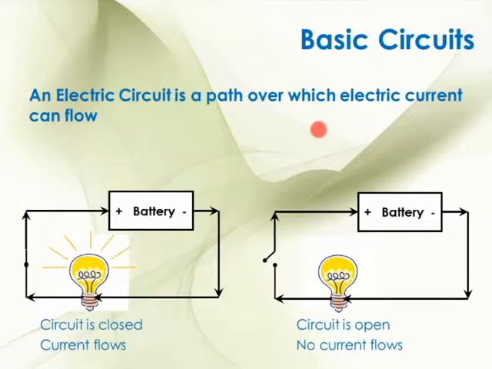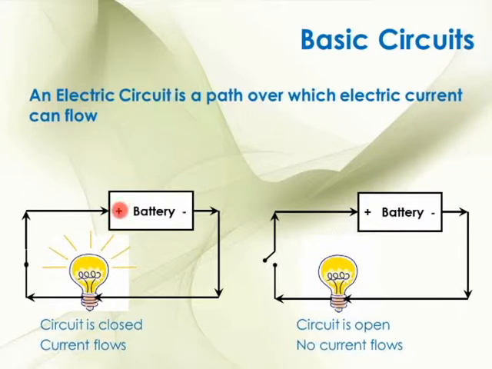Now, a basic circuit: those electrons have to have a path to follow. So an electric circuit is the path over which the electric current can flow. If we look at our two diagrams here, we have the one where everything's turned on, and we've got our battery, and we'll talk more about batteries and how they work. It has a negatively charged pole and a positively charged pole. From our negatively charged pole, there's extra electrons, and our positively charged pole has a place for those electrons to go.